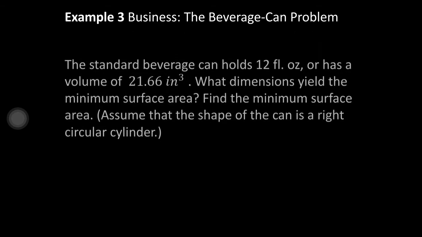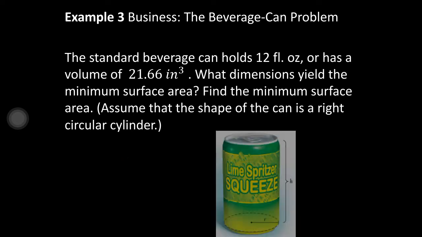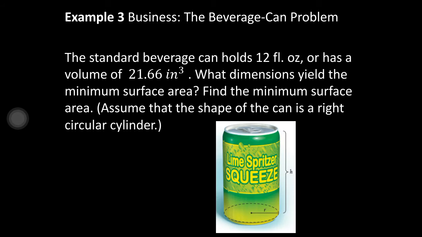So, for example number 3, business, the beverage can problem. The standard beverage can holds 12 fluid ounce or has a volume of 21.66 cubic inches. What dimensions yield the minimum surface area? Find the minimum surface area. Assume that the shape of the can is a right circular cylinder. So, yung hinahanap natin naman ngayon dito is minimum, or we want to minimize the function.